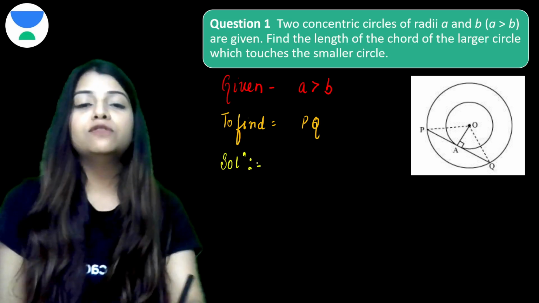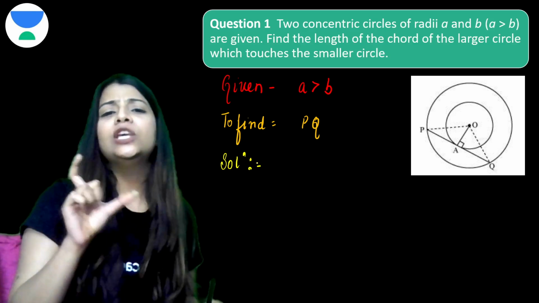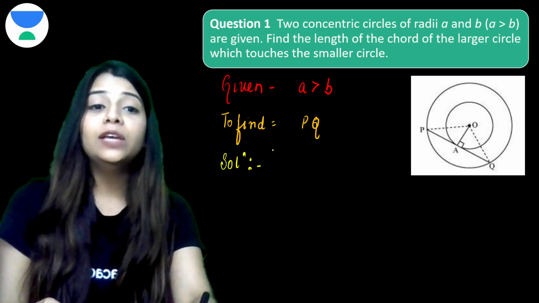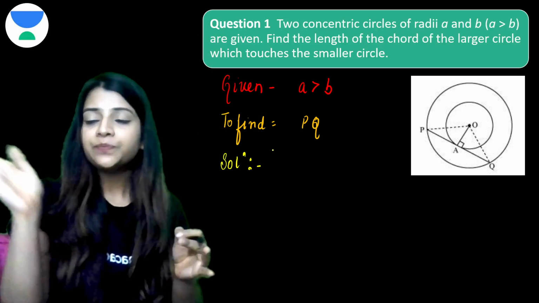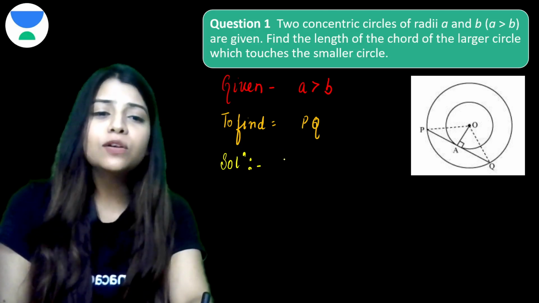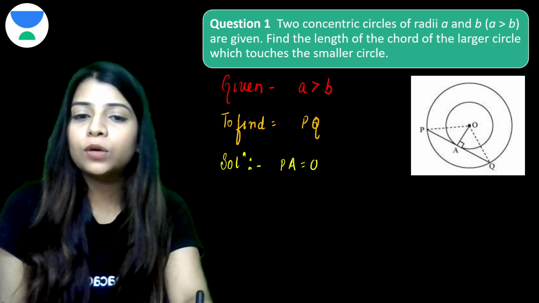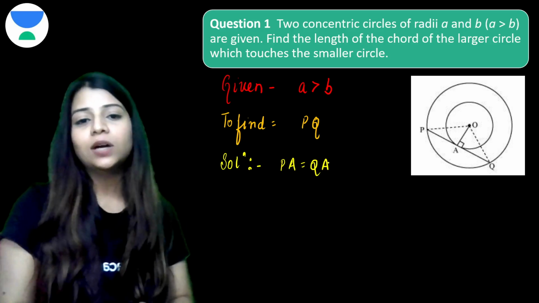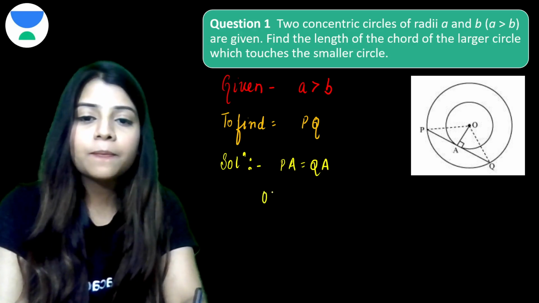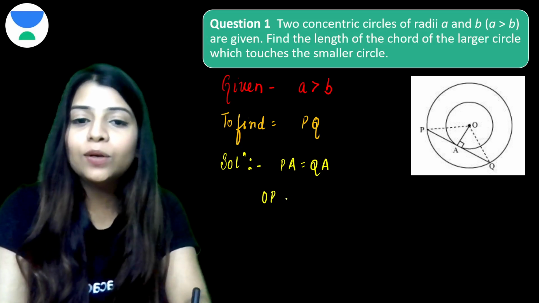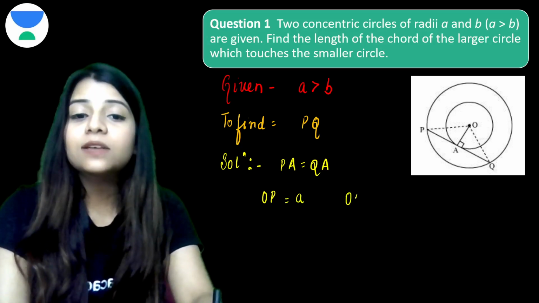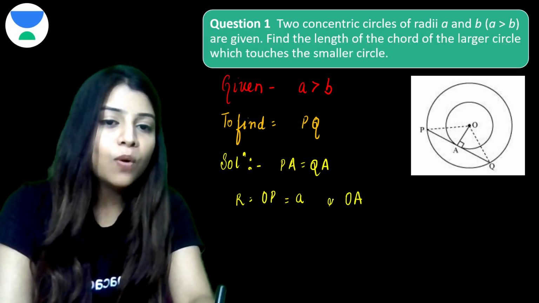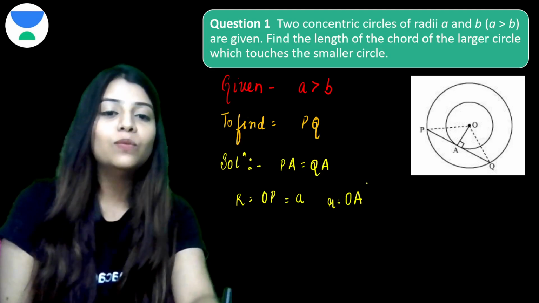In the solution, first of all, we know that PQ is a chord for the outer circle, but for the inner circle, it is acting like a tangent. And we know that the radius from the center bisects the chord into two equal parts. So we can write that PA is equal to QA, because the radius bisects the chord if it is perpendicular. Second, OP is the radius of the larger circle, which is equal to A as given in the question, and OA is the radius of the smaller circle. I can write them as capital R and small r. That is the radius of the smaller circle, which is B.